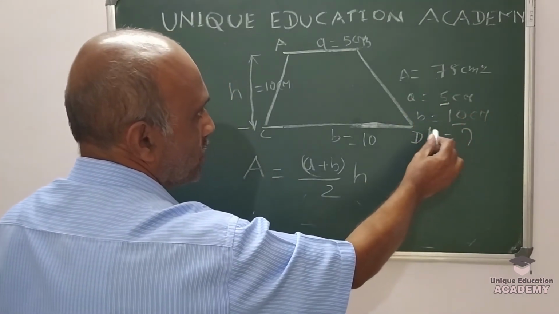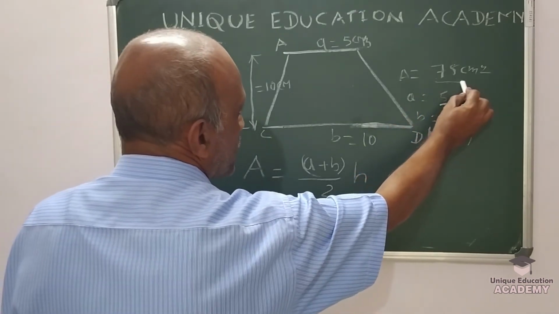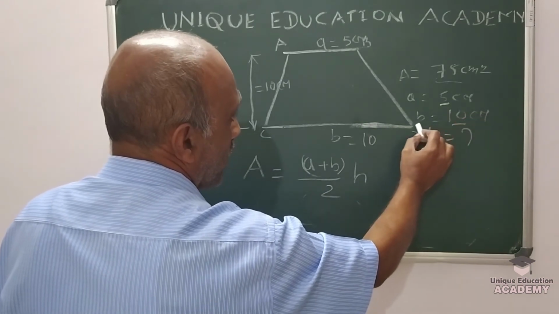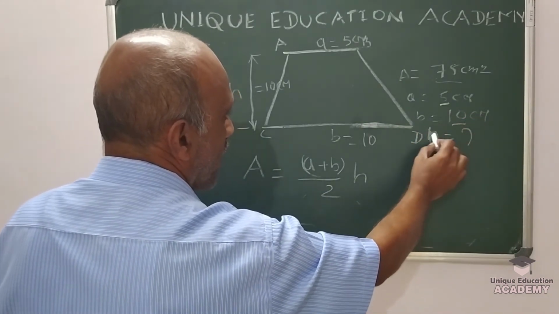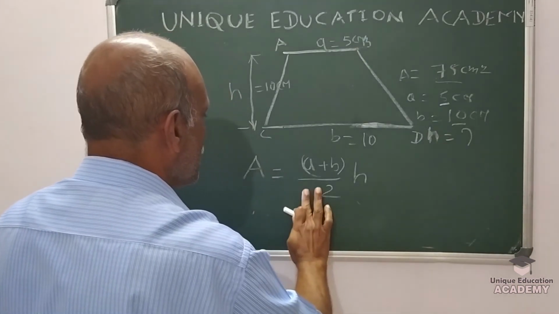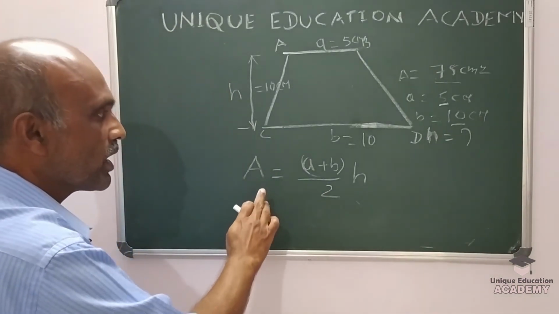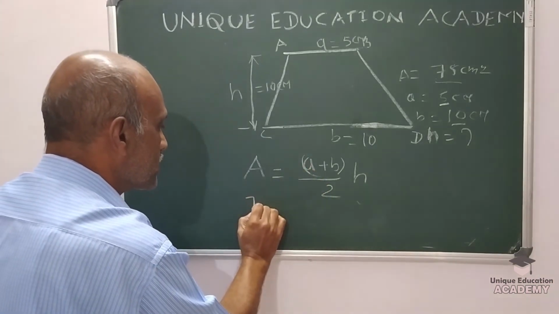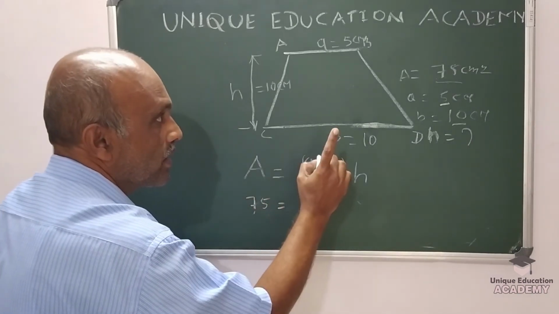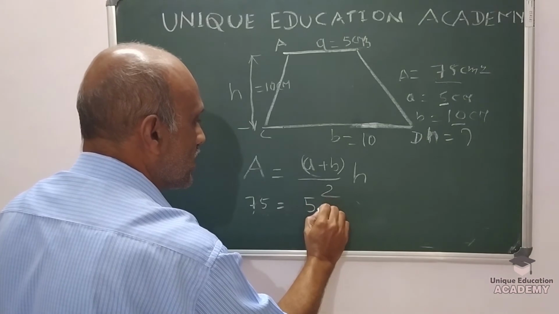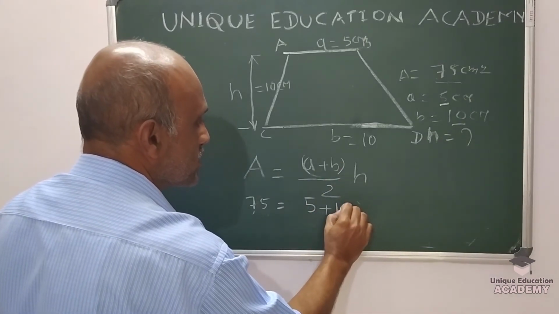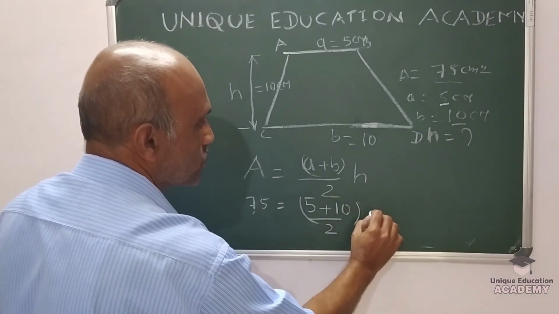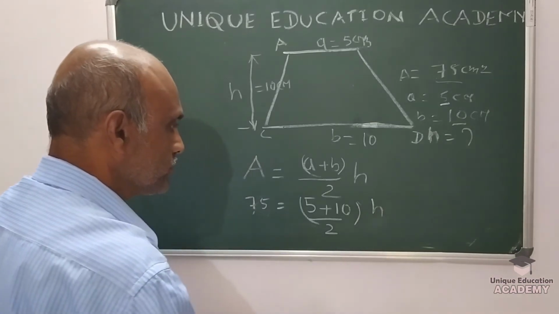Whenever such a problem is given to you, first of all you note down the various data given to you. The area is 75 centimeter square, the length of one parallel side is 5 centimeter and the other side is 10 centimeter. Height you are supposed to find in centimeters. The same formula that holds good for area can be made use of here also. In place of area, I will write 75 centimeter square, and a is 5 and b is 10, divided by 2, and height we don't know, so you keep this as unknown.